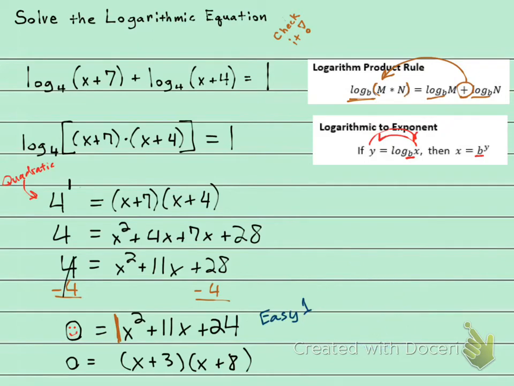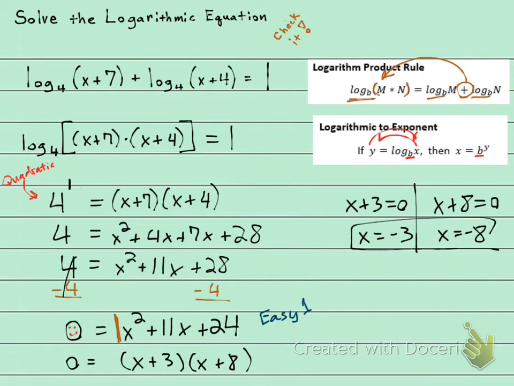Now I set both of my factors equal to 0. If this factor is 0, 0 times anything is 0, so that'll be good. If this factor is 0, 0 times anything equals 0, so that'll be good. So I'll set both of my factors equal to 0. x plus 3 equals 0, and x plus 8 equals 0. That gives me x equals negative 3 and x equals negative 8. Now I have to check it.